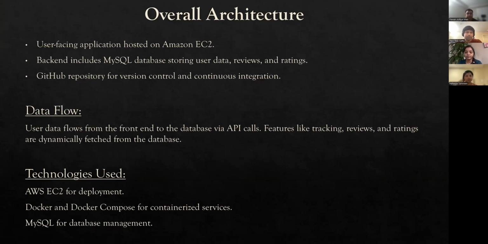We are building a user-facing application, and we are planning to host it on Amazon EC2. Our backend includes a MySQL database, which stores user data, reviews, and ratings. The GitHub repository is hosted for our version control and continuous integration. For the data flow from front end to database, we are using API calls. We also have features like tracking, reviews, and ratings, which are dynamically fetched from the database.